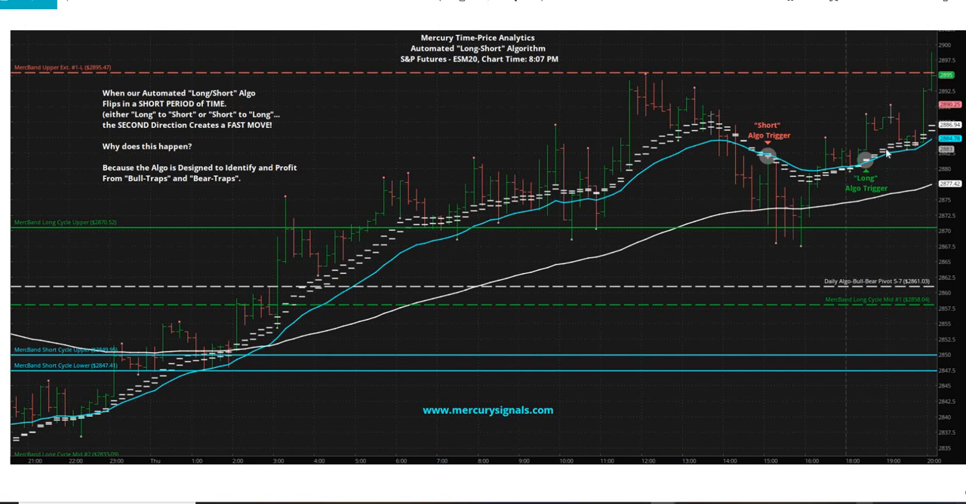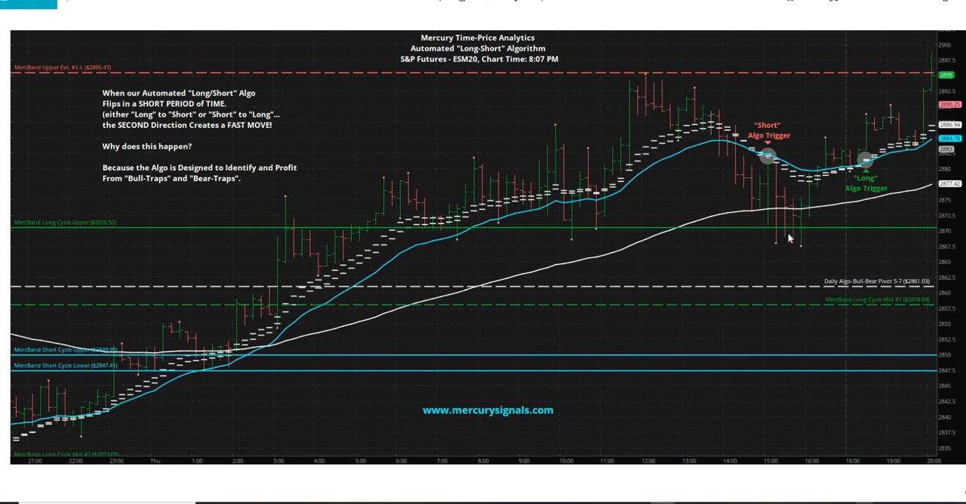Now, why is that? Because the algorithm is designed to find bull traps and bear traps. So you get all these folks leaning the wrong way, and then it flips long. And it has to do with volatility, because you have the momentum algo, which is this cyan line. It stopped going down. It started to go back up. And then we also saw volatility, which are these 2 white dashes that are on each bar. They started compressing.